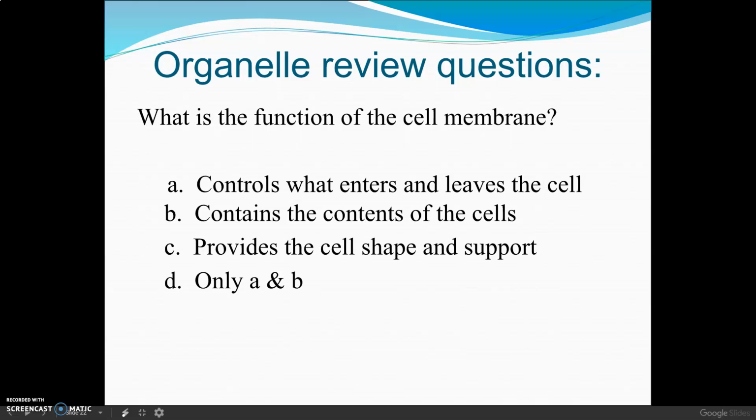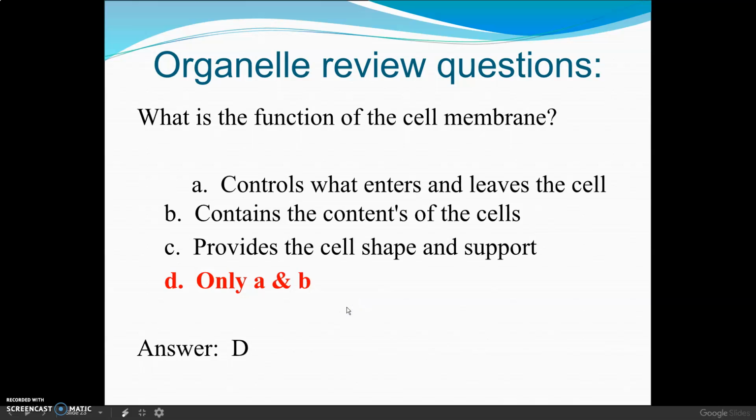Now let's go over some of these questions. See what you remember. What is the function of the cell membrane? Is it A, controls what enters and leaves the cell? B, contains the contents of the cell? C, provides the cell shape and support? Or D, only A and B? The answer is D. It controls what enters and leaves the cell and contains the contents of the cell.